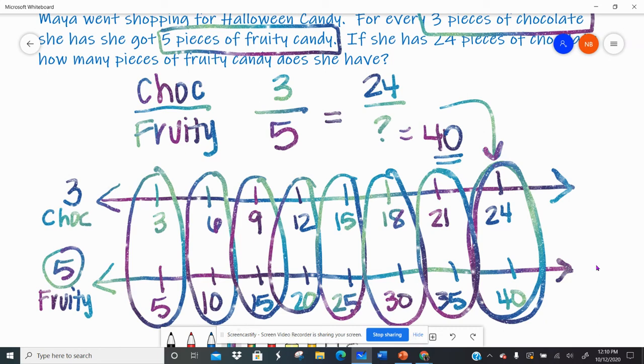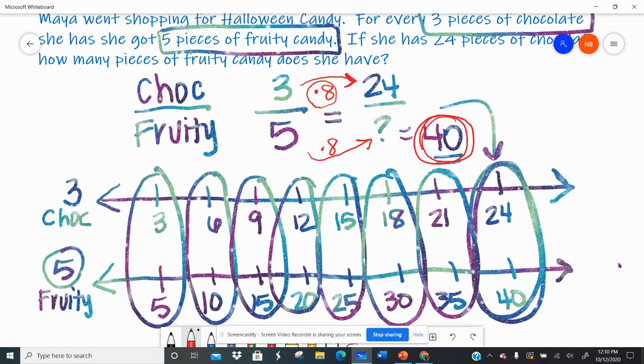We could have also used the common multiplier strategy. So I can think to myself, if I'm really good at my facts, right? I can think to myself, okay, what times 3 would give me 24? Well, that's times 8. And then if that happens up top, I have to do the same thing to the bottom. So I could just times 8 down here, and 5 times 8 would still give me that 40 answer.